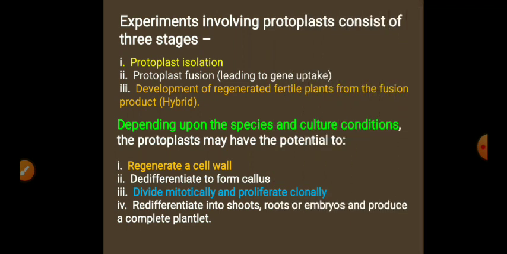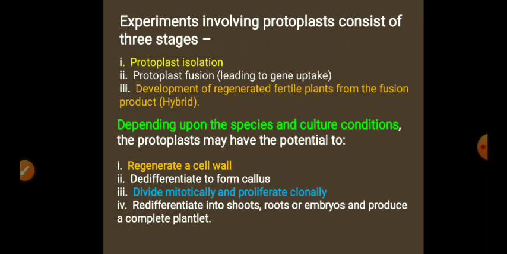In protoplast culture, we have three different stages. First is isolation of protoplast. Second is protoplast fusion. Third is development of regenerated plants from the fusion of protoplasts, which is generally called a hybrid. So these are the steps. They mainly depend on what kind of plant genotypes we are taking up, what kind of species we have selected, which part of the plant material we use, what kind of enzymes we use to isolate the protoplast, and what kind of culture conditions we provide to grow the protoplast. So these are the main things.